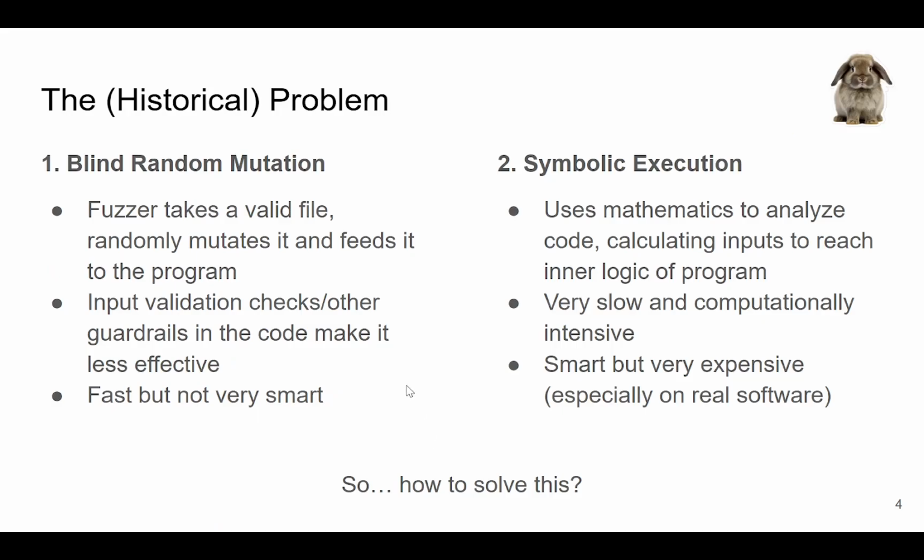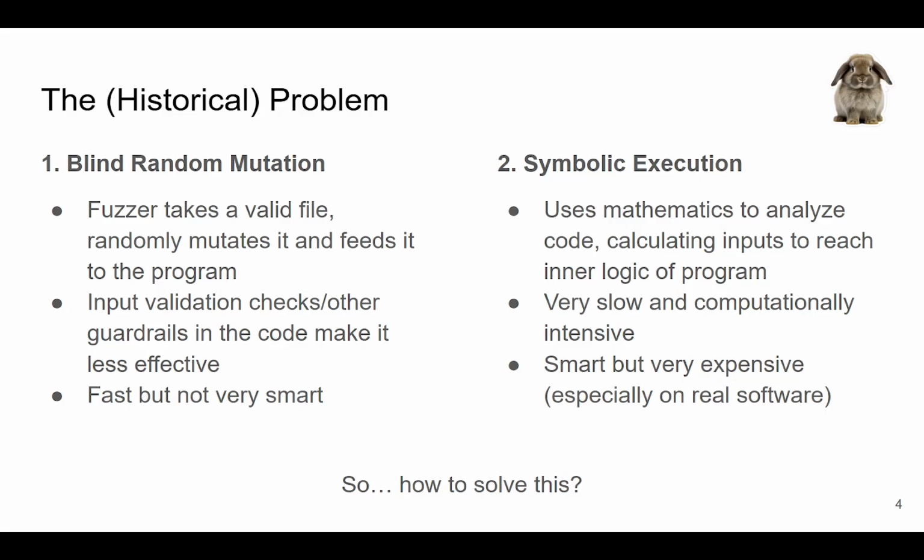So why was AFL created? What was the problem that it was trying to solve? Before AFL, we had two main ways to find bugs, but both had flaws. The first method is blind random mutation, where the fuzzer will take an invalid file, randomly mutate it a bit, then feed it to the program. The issue here is that it almost never makes it through input validation checks. So it never really hits the deep code that actually performs the complex program logic, which is where the bugs really hide. So it's fast, but it's not very smart.